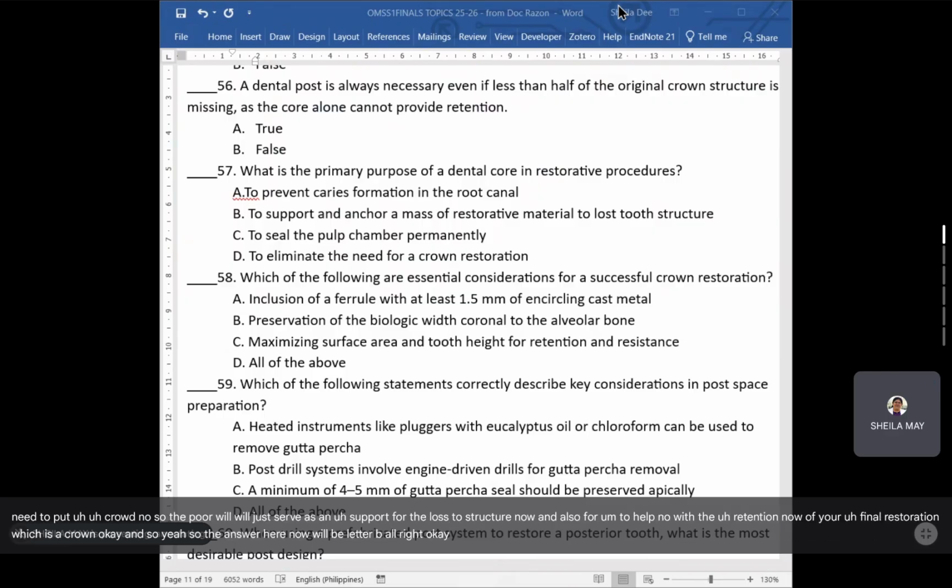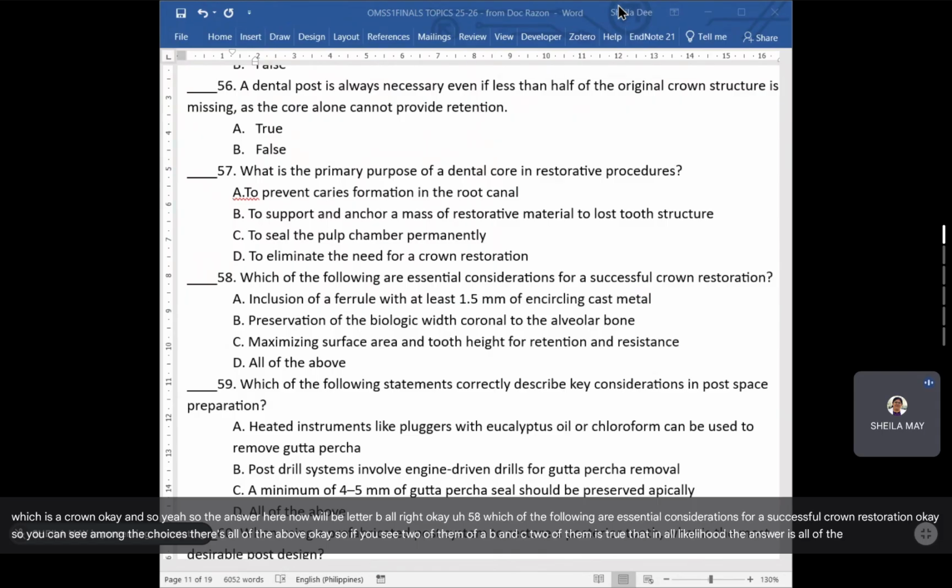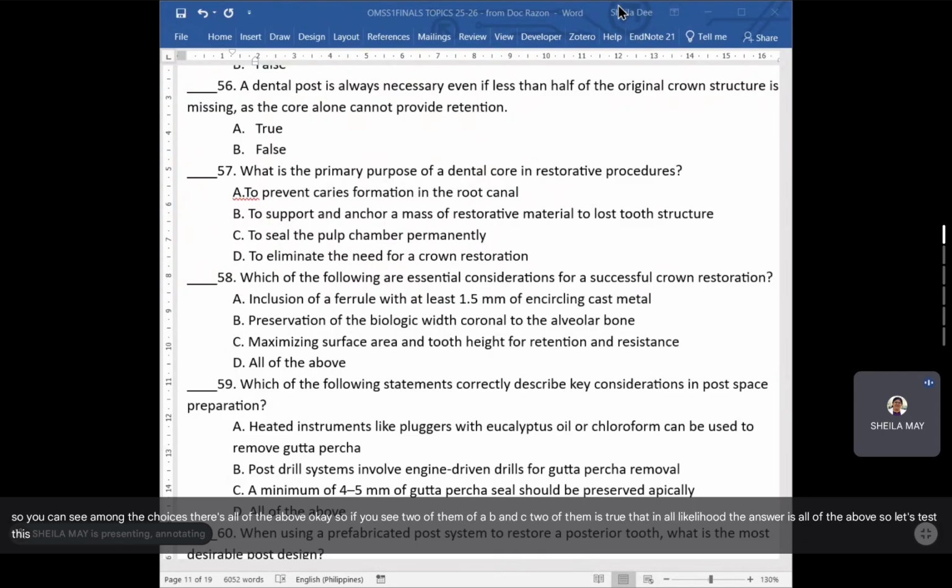All right. Okay. 58. Which of the following are essential considerations for a successful crown restoration? Okay, so you can see among the choices, there's all of the above. So if you see two of them, of A, B, and C, two of them is true, then in all likelihood, the answer is all of the above. So let's test this one.